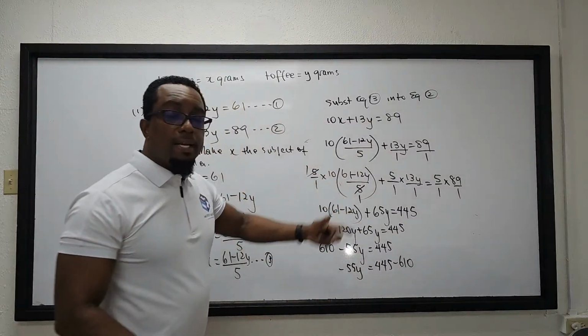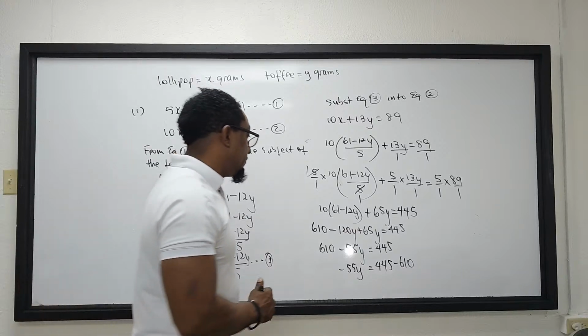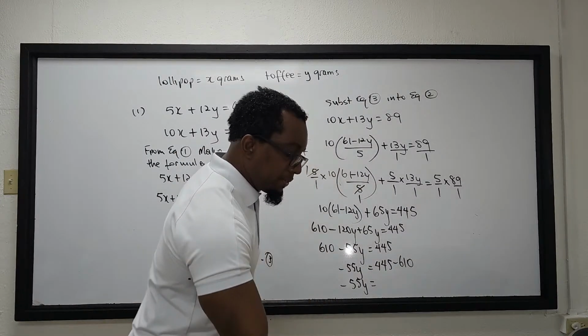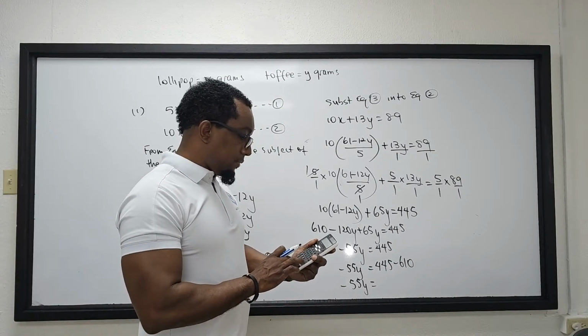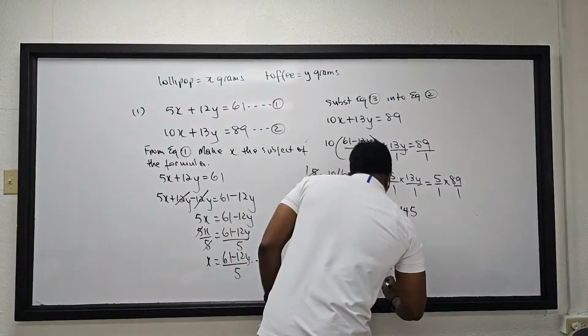So what I do to one side, I do to the other. I subtract 610 from both sides. I'm going to get negative 55y is equal to 445 subtract 610, which will give me negative 165.